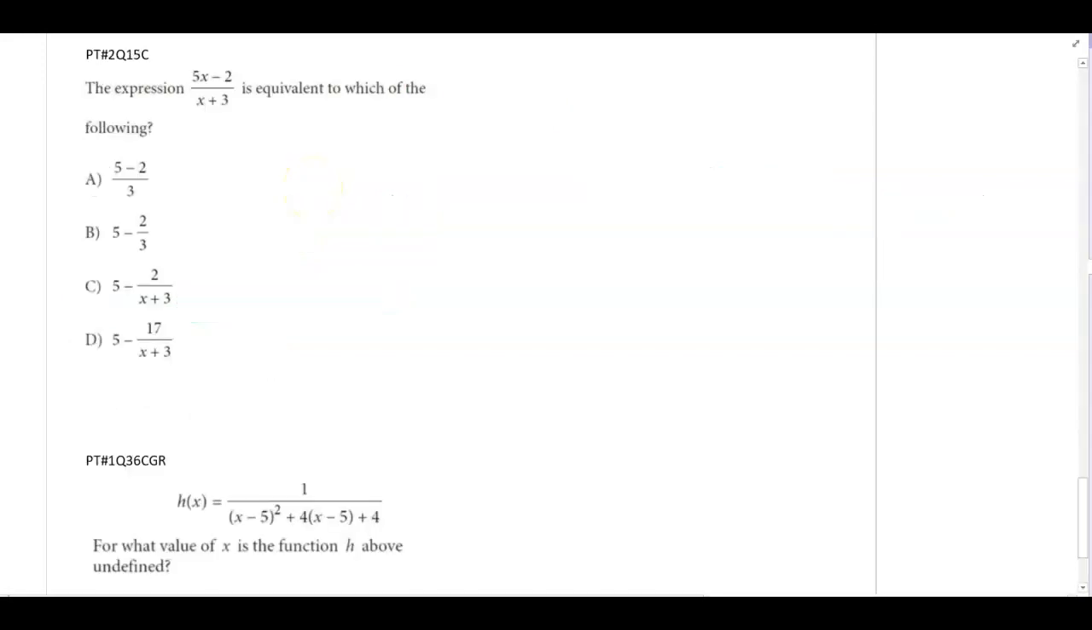So the next one, the expression 5x minus 2 over x plus 3 is equivalent to which of the following? So again, anytime they ask you for this, look at your answers. They give you a quotient plus a remainder over the denominator. And remember that that's always going to be the quotient plus the remainder over the denominator. So right away, that's telling you that you have to use polynomial long division. Remember, your numerator goes in the box, denominator outside.